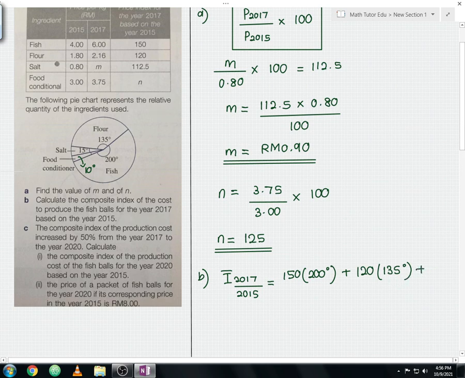Continue with the salt. The price index for salt is 112.5, and you times with the weightage, which is 15 degree. And at last the food conditional, the price index is 125, and you times with the weightage 10 degree.